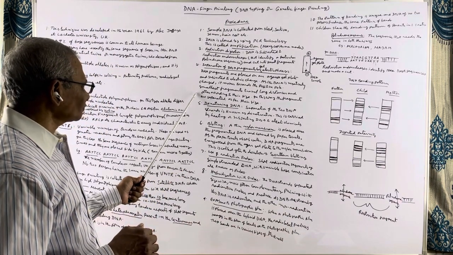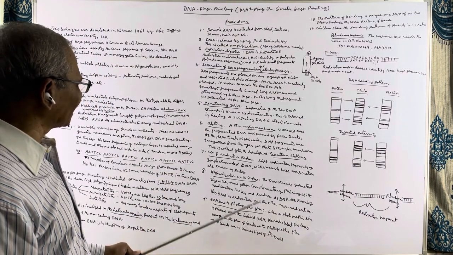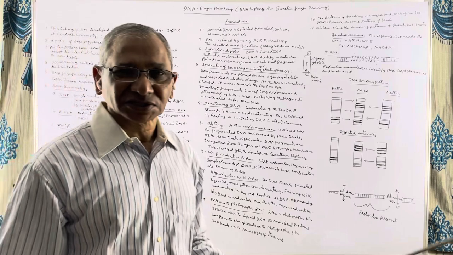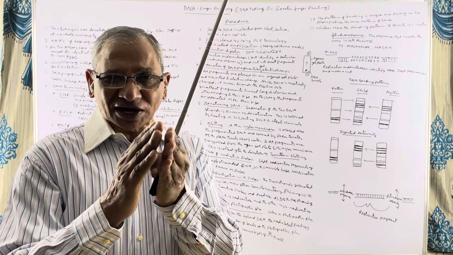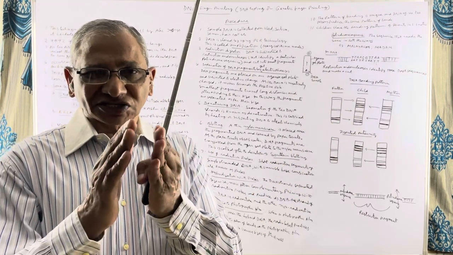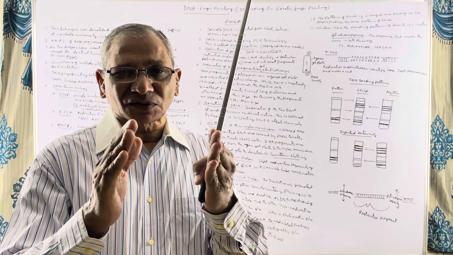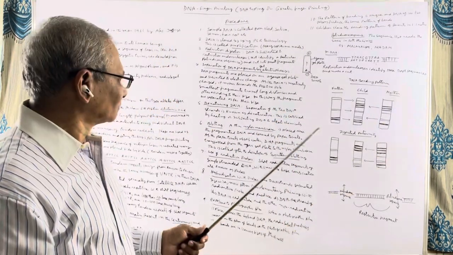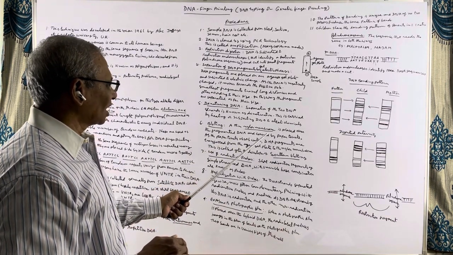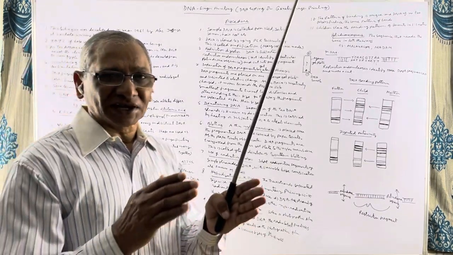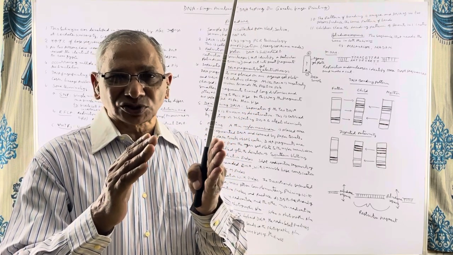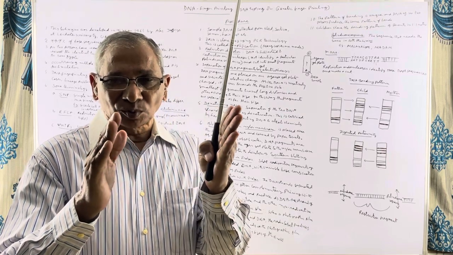Then, after the separation of the fragments according to their size, denaturing of DNA is carried out. Denaturing means separation of the two strands of DNA. You know that DNA is a double helical structure. Now both the strands are separated. Separation of the strands is known as denaturing. Denaturing is carried out either by subjecting the DNA to heat or to alkali chemicals. If you apply heat, the two strands get separated. DNA is an acid, so by using alkalis also, you can separate both the strands of DNA.